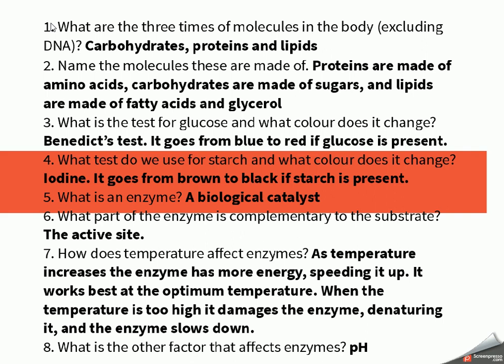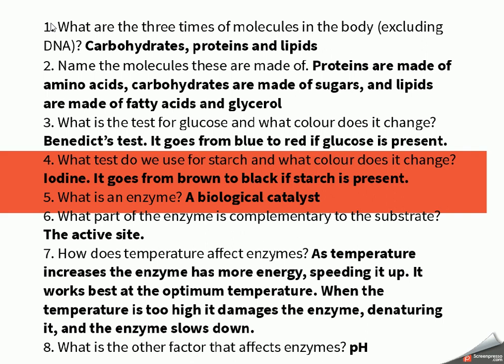What's the test for glucose? Well, it's Benedict's test and it goes from blue to brick red. The test for starch is iodine going from brown to black. What's an enzyme? The proper way to say it is a biological catalyst. It is a protein, but we refer to it as a biological catalyst. What part of the enzyme is complementary to the substrate? That's saying what part of the enzyme matches the shape of the substrate. That's the active site that the substrate will bind to and lock into.